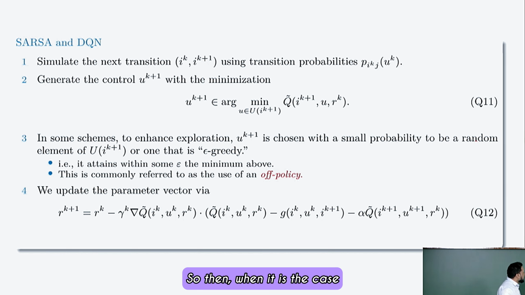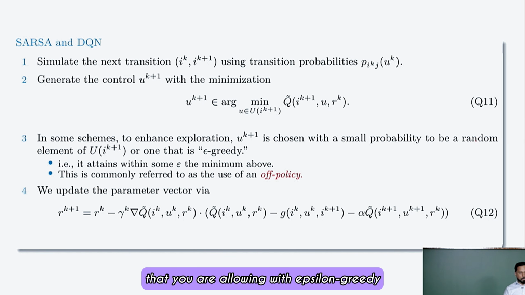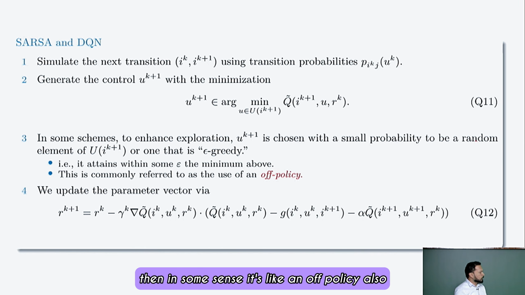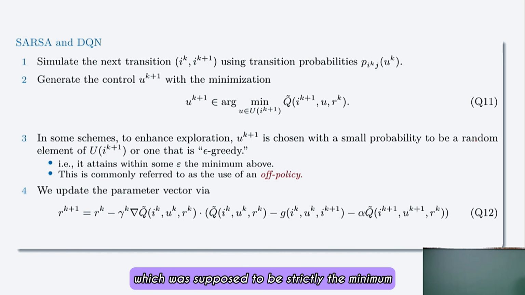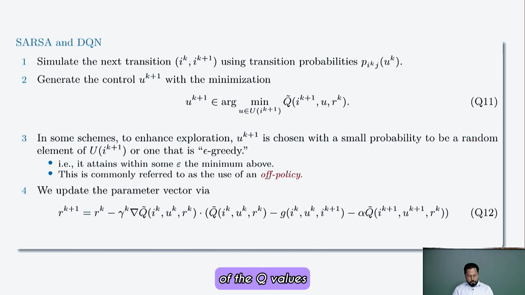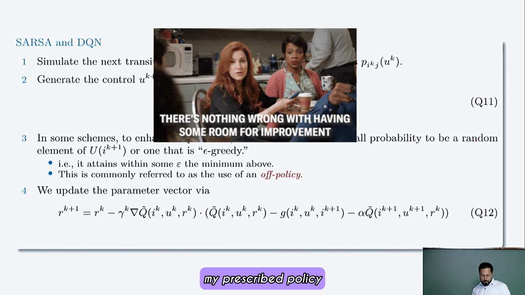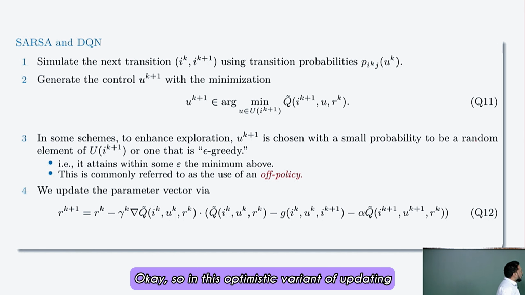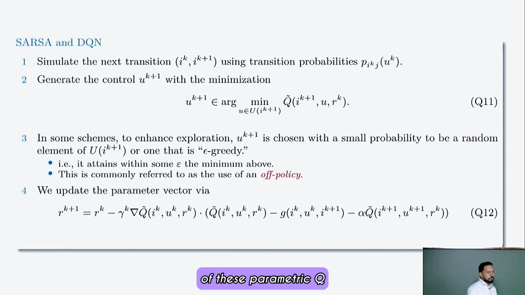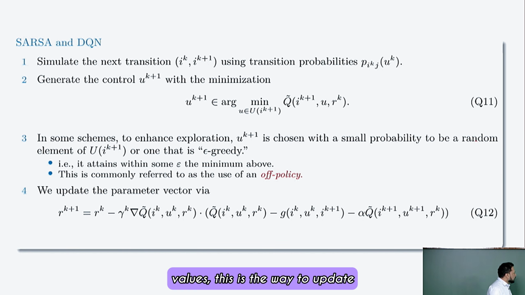When you allow epsilon greedy, in some sense it's like off policy also, because you are deviating from the actual policy, which was supposed to be strictly the control that gives you the minimum of the Q values. With this, you are saying I may go off my prescribed policy, which was supposed to be the minimum.